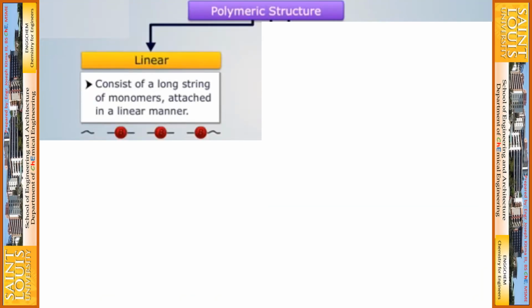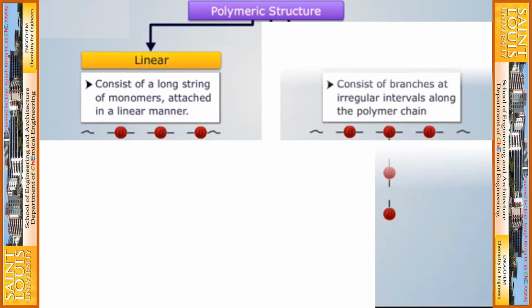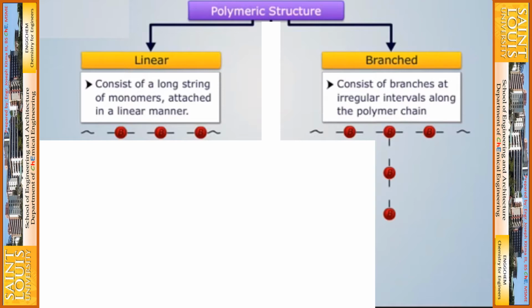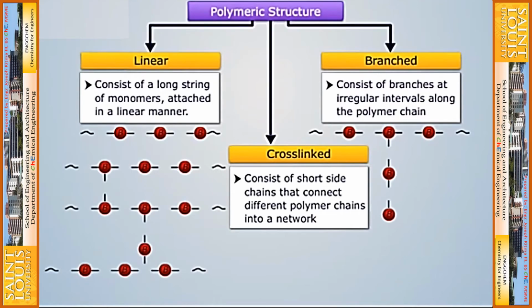Polymers can have a polymeric structure called linear. They consist of a long string of monomers attached in a linear manner. The branched polymeric structure consists of branches at irregular intervals along the polymer chain. The cross-link polymeric structure consists of short side chains that connect different polymer chains into a network.